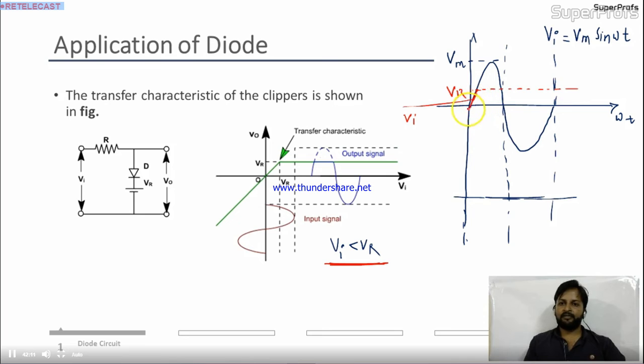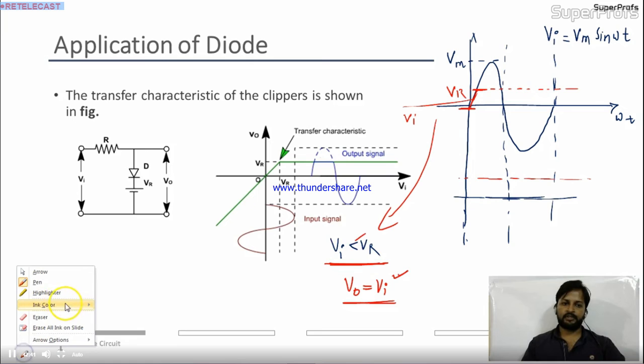In this case, only from this point to this point, this condition is fulfilling, where Vr is greater than Vi. Correct? When Vr is greater than Vi, in this condition, V0 is Vi. Output follows input, means output will be as it is the input. Let me draw over here also. When Vr is greater than Vi, the output will be the same as input. So up to here, the input is this, so output will be this.